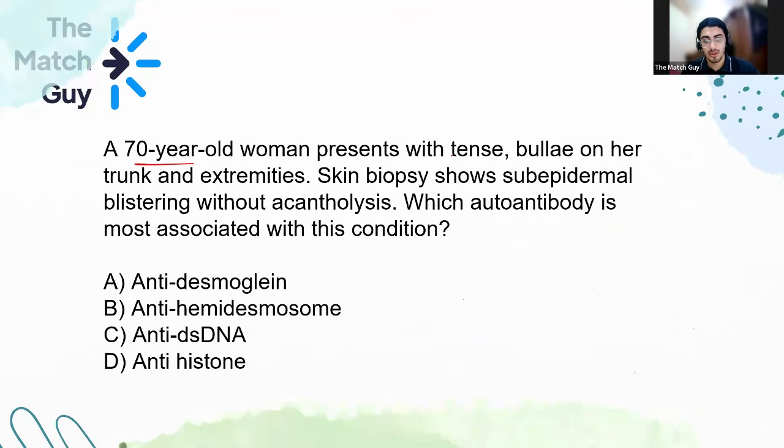We have a 70-year-old woman presenting with tense bullae on her trunk and extremities. Skin biopsy shows subepidermal blistering without acantholysis. Which autoantibody is most associated with this condition?